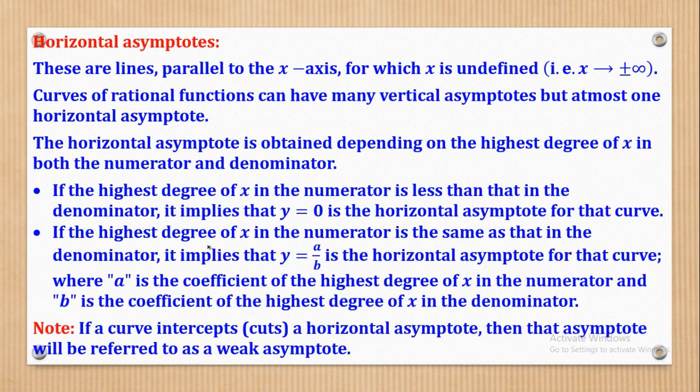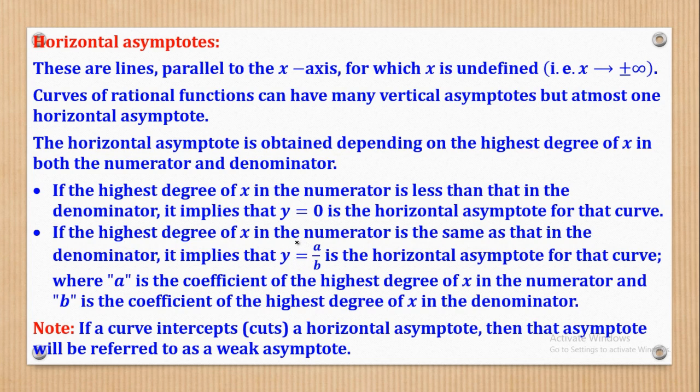Then if the highest degree of x in the numerator is the same as that in the denominator, it implies that the asymptote will be y equal to a over b. Now what is a and what is b? a is the coefficient of the highest degree of x in the numerator, and b is the coefficient of the highest degree of x in the denominator. So when the highest degrees are the same, you look at their coefficients and divide the two.